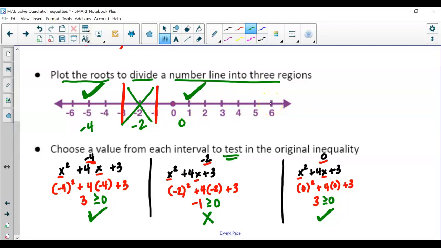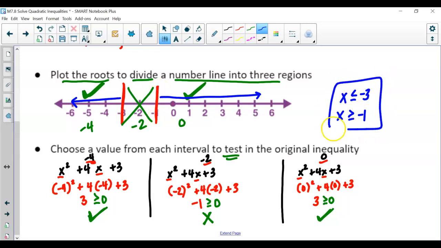That's an inequality. We're going to have an infinite amount of solutions. So the solution to our quadratic inequality is our first section here, all values less than or equal to negative 3. So x is less than or equal to negative 3, as well as x is greater than or equal to negative 1. So this is the solution to our quadratic inequality.